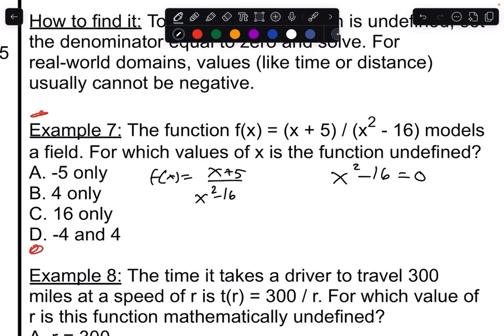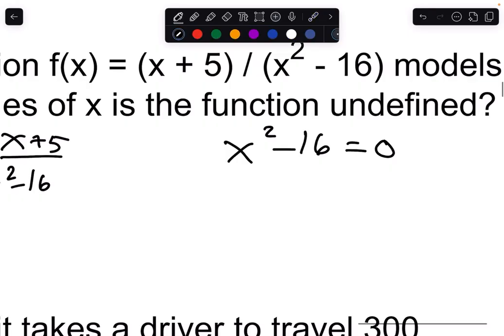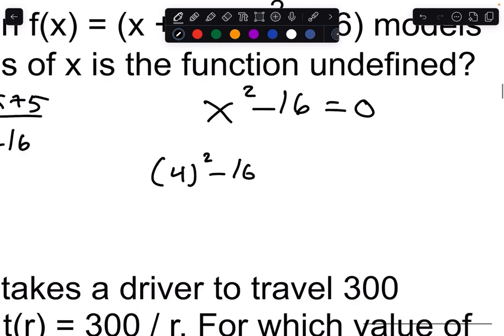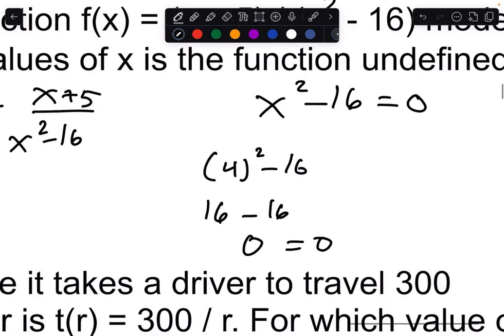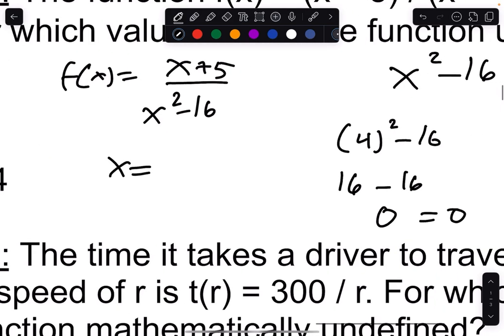Now, you can solve this using just some good old algebra. You can add 16 to both sides, then take the square root. You can do factoring. You can also use your answer choices. For example, let's look at B. If you plug in 4, well, 4 to the power of 2 minus 16, does that get you 0? Well, 4 squared is 16. 16 minus 16 does get you 0. So, hey, it's really bad if x is equal to 4. I want to avoid that.